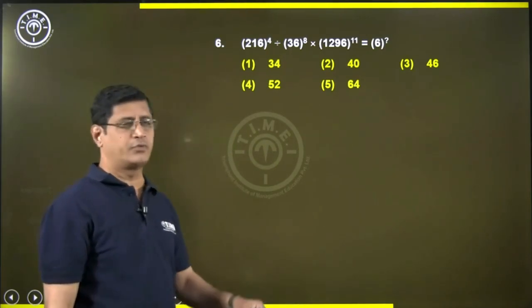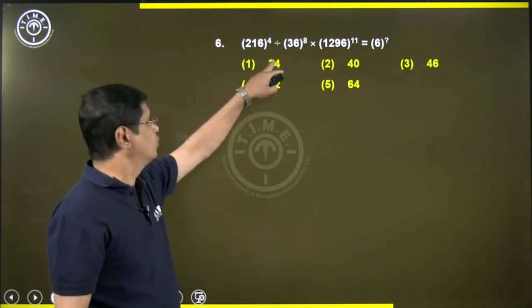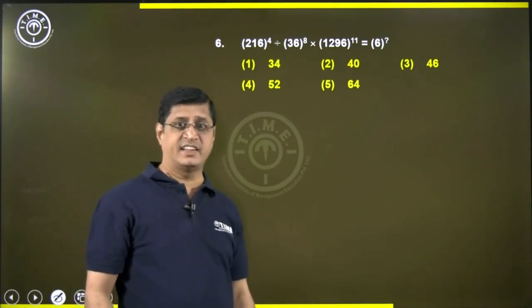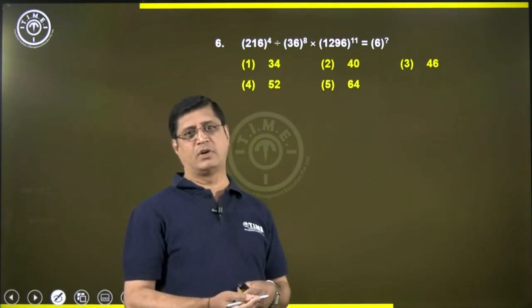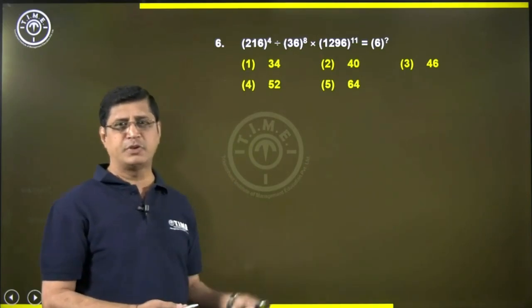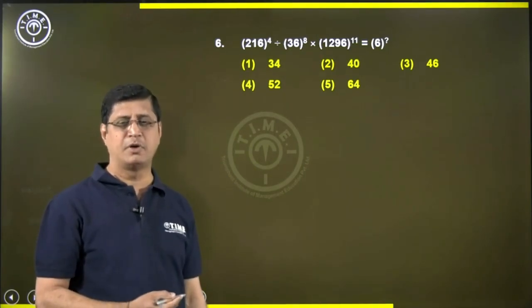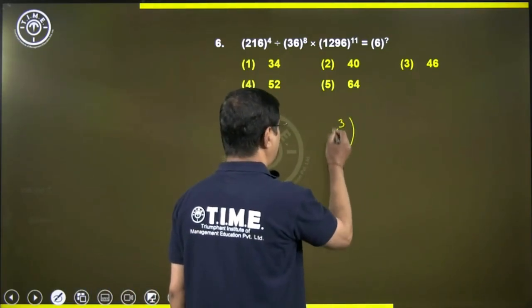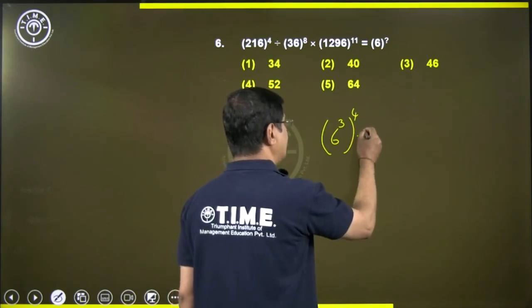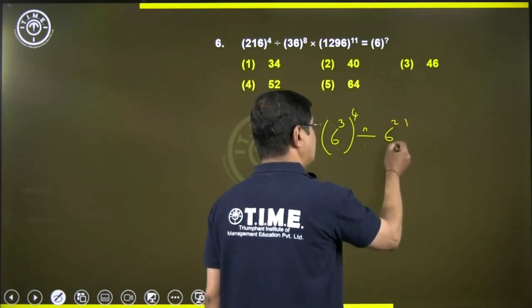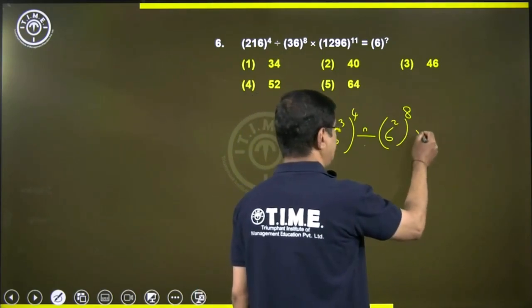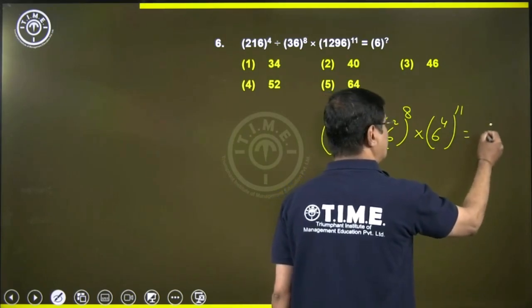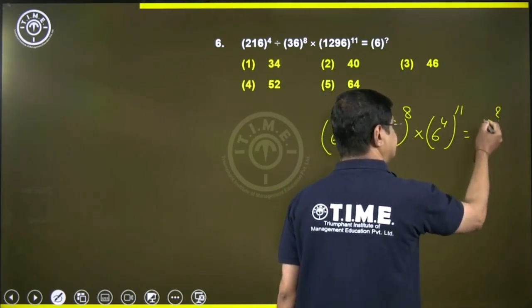If you observe these values carefully, 216 is 6 cube, 36 is 6 square, and 1296 is 36 square, which is equal to 6 power 4. Now, by expressing all the values in terms of powers of 6: (6 cube) whole power 4 divided by (6 square) whole power 8 into (6 power 4) whole power 11 is equal to 6 power question mark.